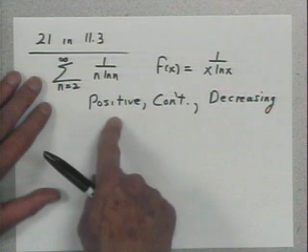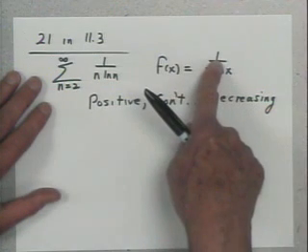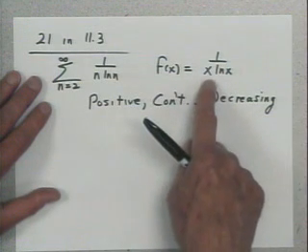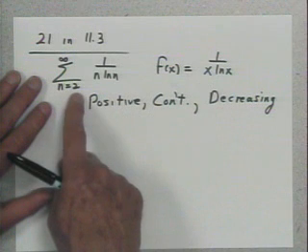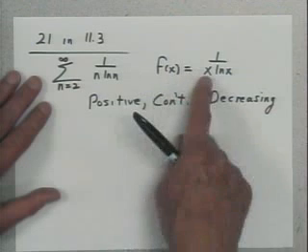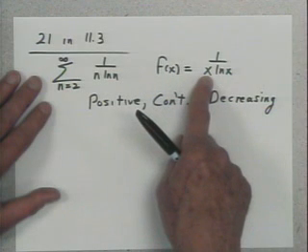How do you know it's positive? You just say, well, the numerator's 1. It's always positive. Okay? And if you start with n equal 2 and go from there, x is going to be positive, right? Because it's 2, 3, 4.